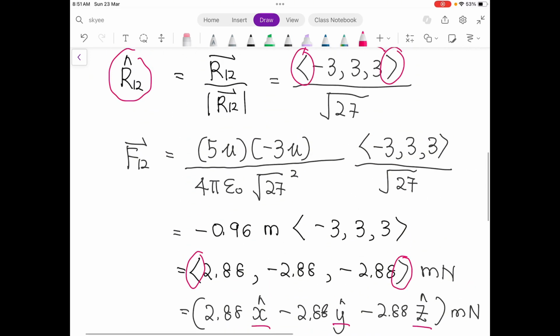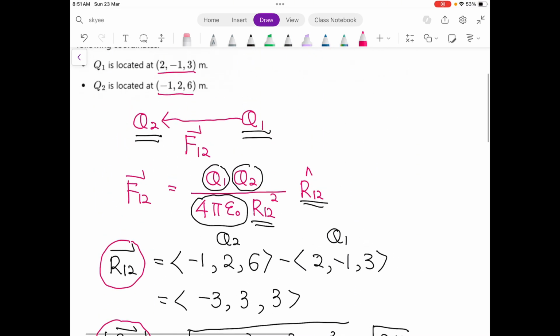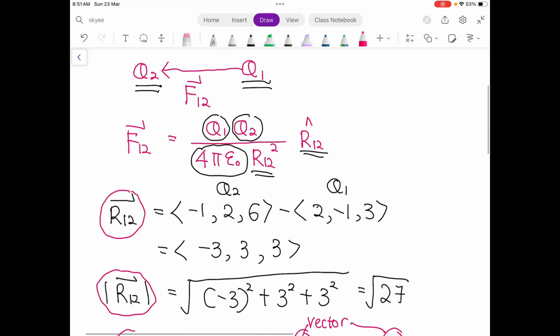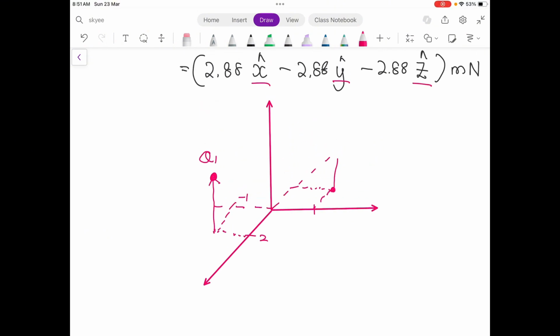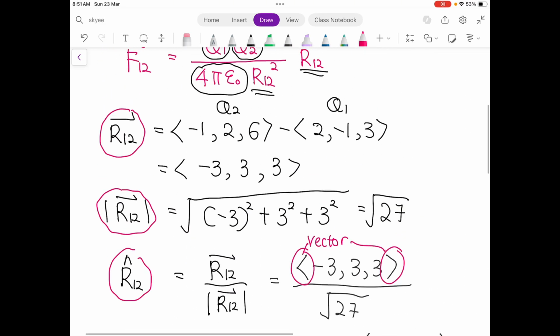Okay, and then for the Q2, it is at -1, 2, 6. Okay, -1. 2 is here. So you can extend it. Okay, somewhere here. Okay, and 6 going up. So this one represents the position of Q2, right?